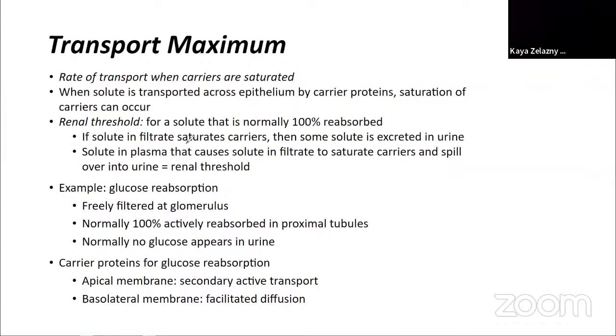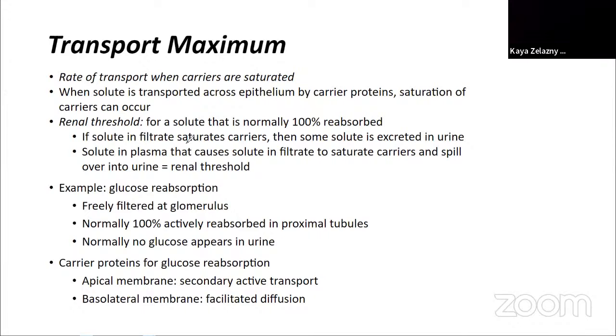So for glucose, usually freely filtered at the glomerulus, meaning because of the big pores in those fenestrated capillaries and because of the structure of the glomerulus, glucose can just move on through like everything else in the plasma. There's no significant barrier to glucose moving from the plasma into the filtrate at the glomerulus. And in the proximal tubules, it's normally 100% reabsorbed. This is an active process, so it does require energy, but your body does it. So normally no glucose is going to appear in your urine.